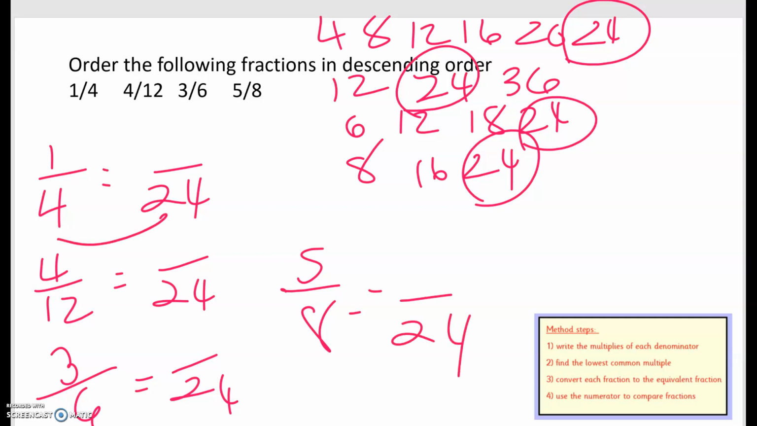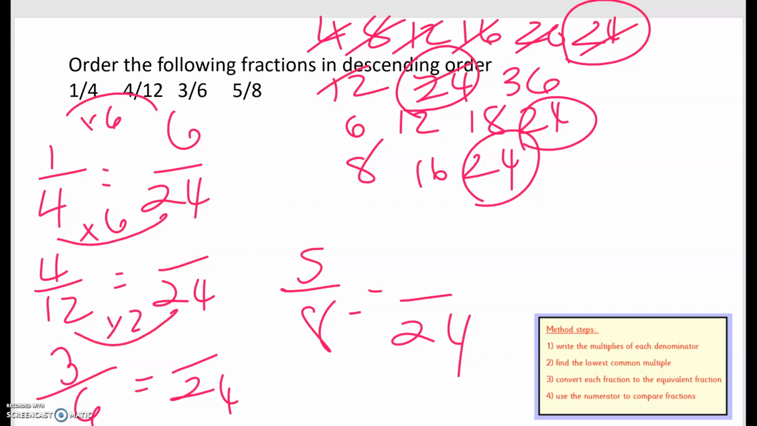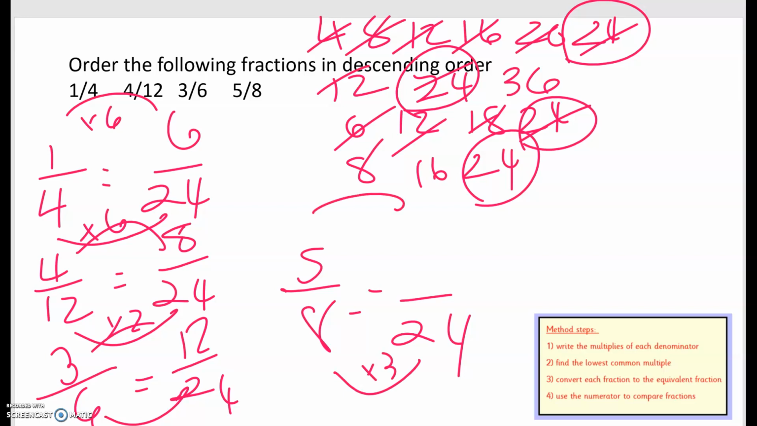So 4 times 1, 2, 3, 4, 5, 6 is 24. 1 times 6 is 6, which makes 6 24ths. 12 times 1, 2 is 24. 4 times 2 is 8, which gives us 8 24ths. 6 times 1, 2, 3, 4 is 24. 3 times 4 is 12, which gives us 12 24ths, and 8 times 3 is 24, 5 times 3 is 15, which gives us 15 24ths.